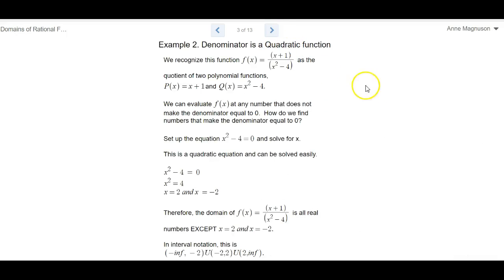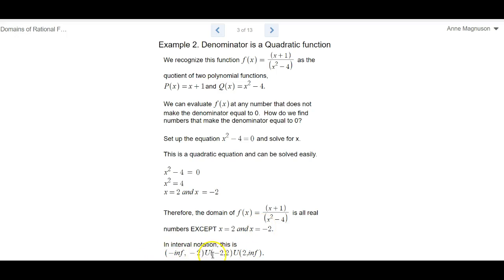Here's an example of a denominator that's a quadratic function. And this is a nice quadratic function because it's just the difference of two squares. So we're going to, like we did before, take the denominator, set it equal to 0, and solve for x. This is an easy one. I can move the 4 to the right, take the square root of both sides, and I get x equals 2 and x equals minus 2. So I can put any real number in this function except x equals 2 and x equals minus 2.